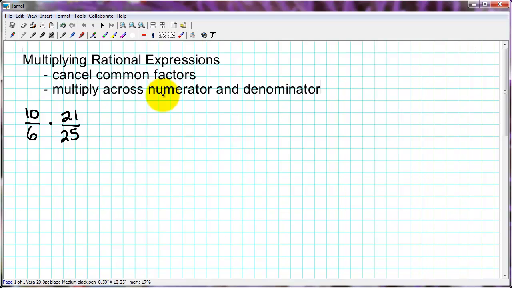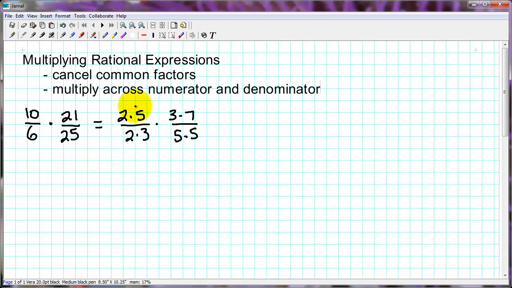Let's just start with some numbers first before we go into problems with variables. So our first step here would be to look for where we might cancel. To see that we could factor our numbers. So 10 is 2 times 5, 6 is 2 times 3. 21 is 3 times 7, and 25 is 5 times 5.